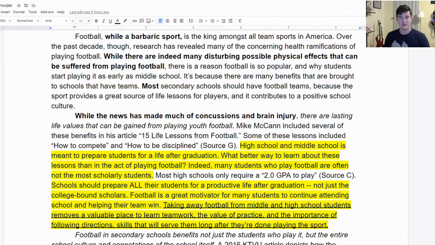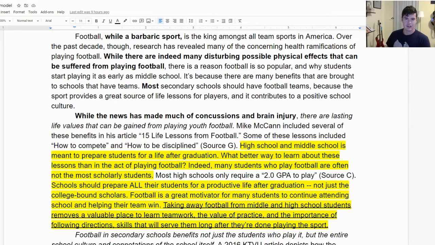Schools should prepare all their students for productive life after graduation, not just the college-bound scholars. Football is a great motivator for many students to continue attending school and helping their team win. Taking away football from middle and high school students removes a valuable place to learn teamwork, the value of patience, and the importance of following directions, skills that will serve them long after they're done playing the sport. I think that's pretty persuasive, right? Am I taking, in my own words, some of the lessons from those sources to develop my own argument that most secondary schools should have football teams?